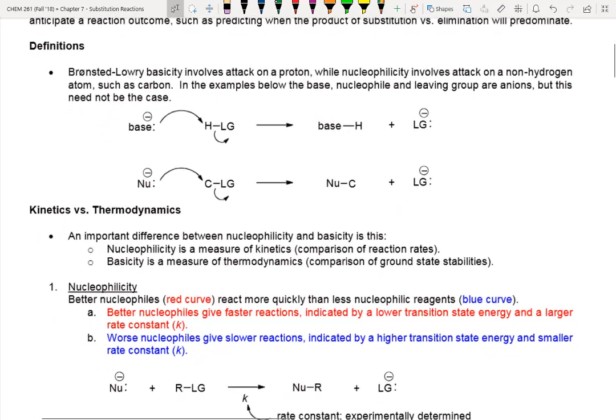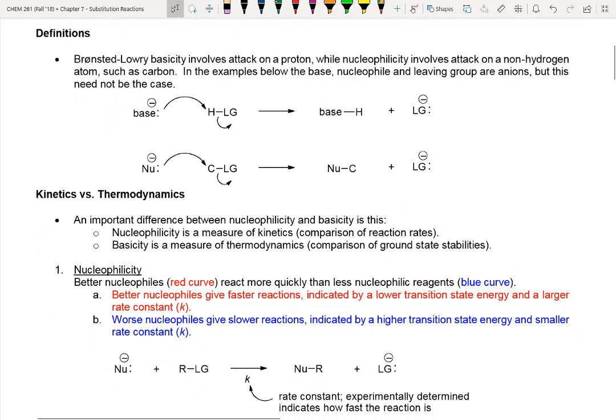So let's take a look at how they're related. If you have a base, the base is going to attack that proton. So in many ways, your base is your nucleophile. It's going to attack your proton as an electrophile and kick off your leaving group. And in this case, the leaving group with the negative charge is going to be your conjugate base. So it's a similar type of electron arrow pushing. Versus an SN2 reaction shown below, your nucleophile will attack that carbon and kick off your leaving group. In this case, your leaving group's just a leaving group. We don't call it a conjugate base anymore. So pretty different.